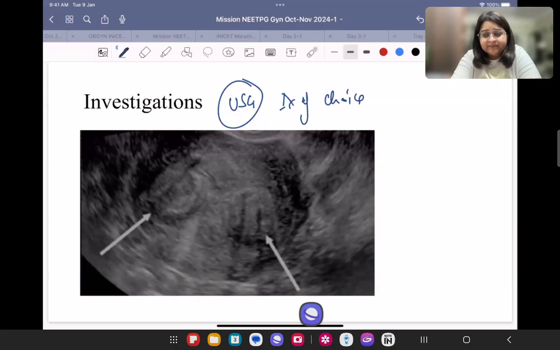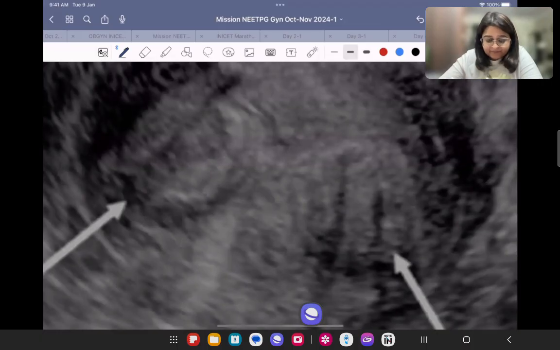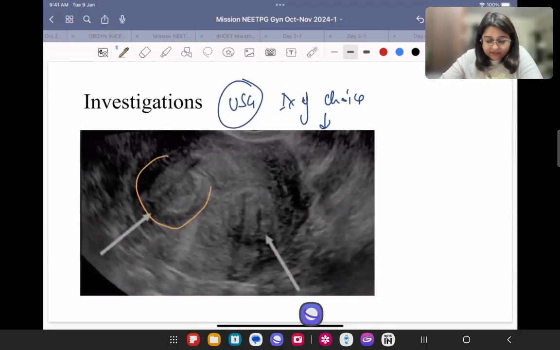I didn't realize. So investigation of choice is an ultrasound. You can see in this ultrasound you have clear, well circumscribed lesions. So when you have these nice well circumscribed lesions, you can clearly see this is a fibroid. And the ultrasound, remember, is the investigation of choice.